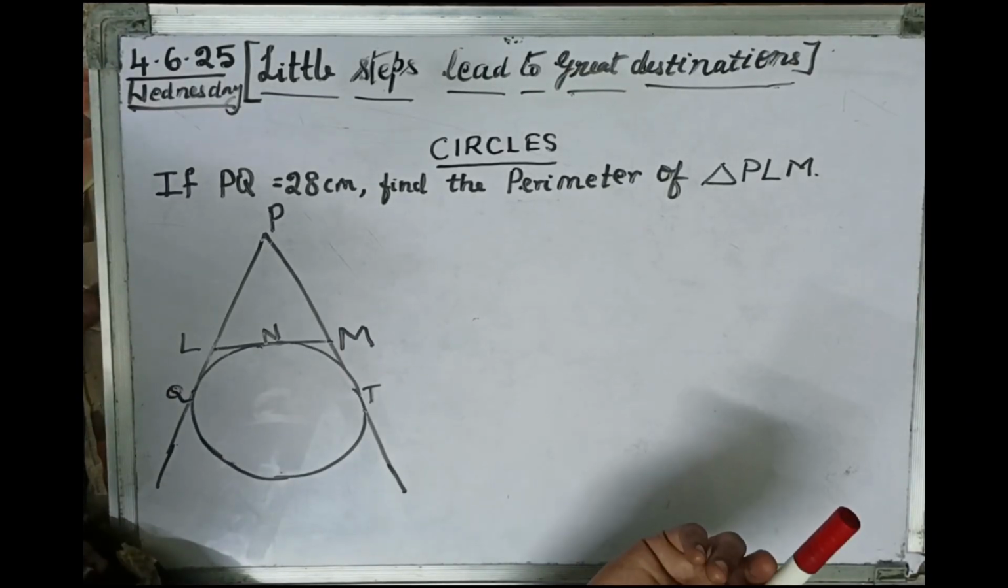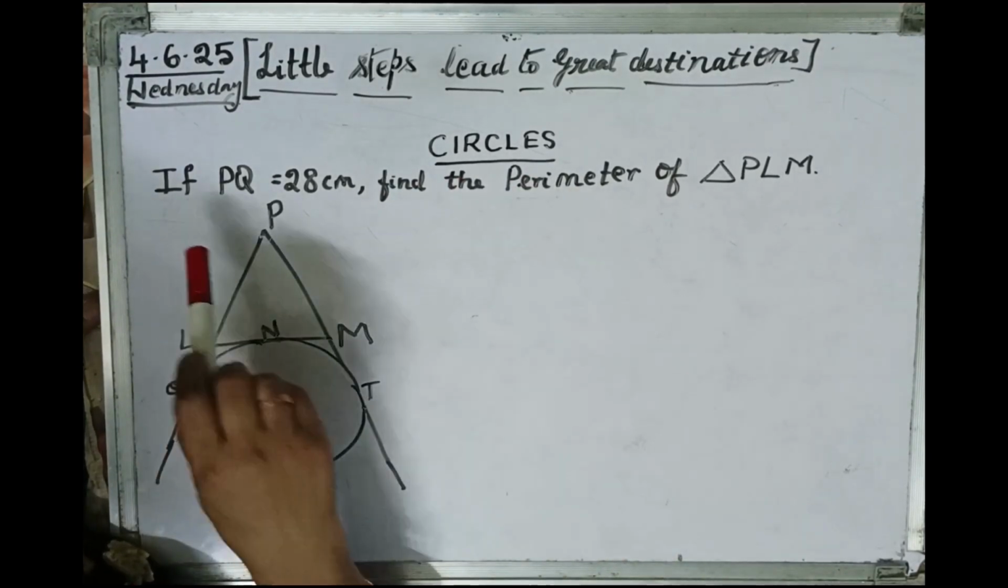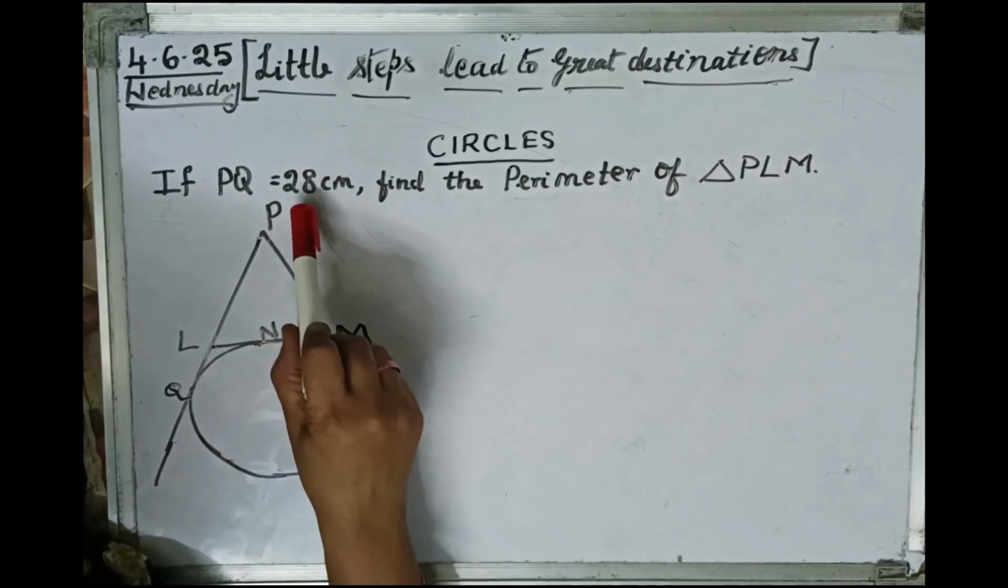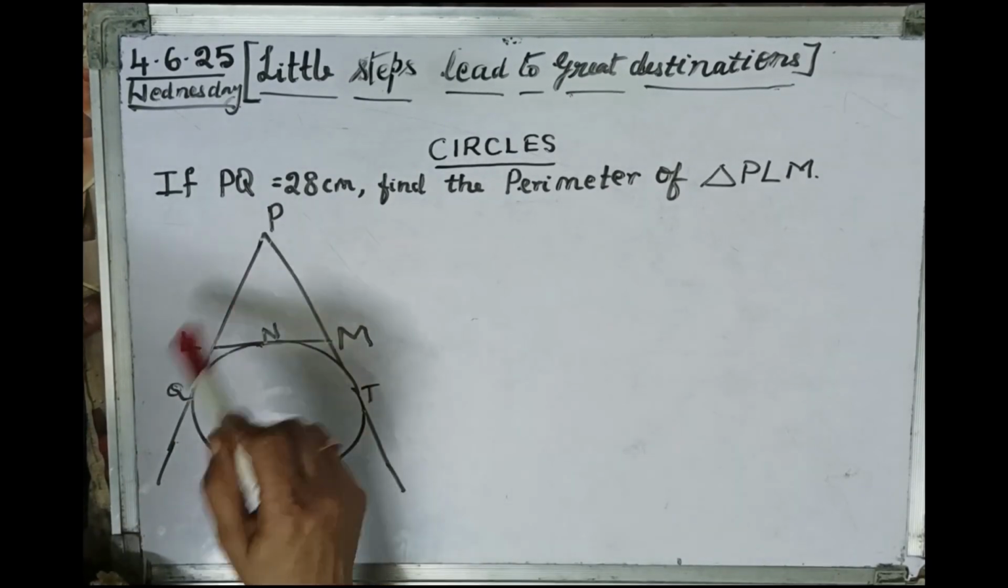Good morning everyone. Today we will see a problem based on circles. Here we have, if PQ is 28 centimeter, find the perimeter of triangle PLM in this diagram.